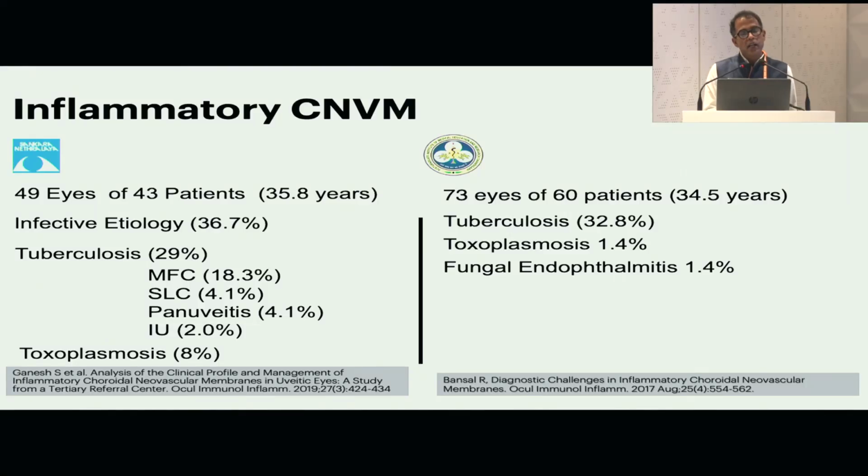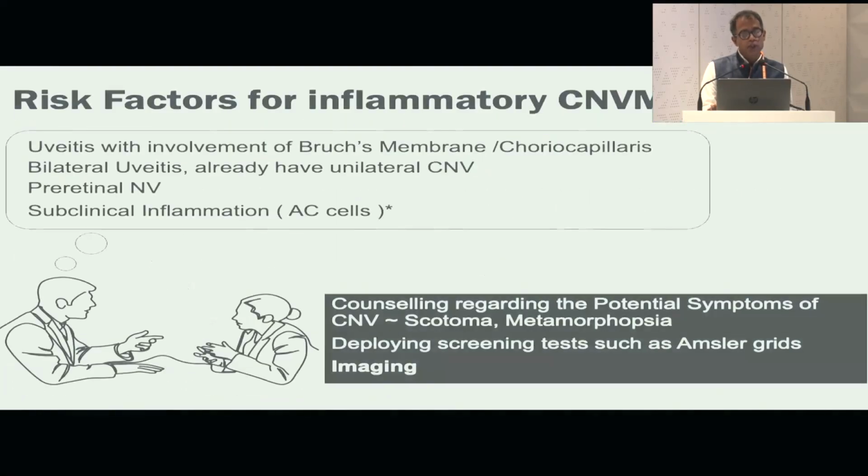Now let me take these 2 studies, one from our hospital and one from PGI Chandigarh, and you can see that infective etiology is a common cause of CNVM in our country, and both the PGI group and our group showed that it is almost the same. 30% of patients with inflammatory CNVM had a tuberculous etiology, and toxoplasmosis was also much more common in these patients.